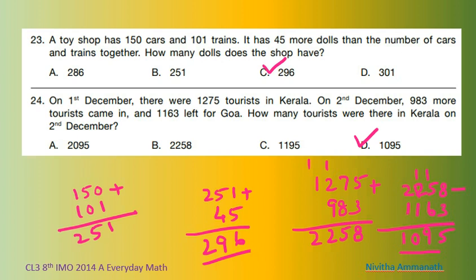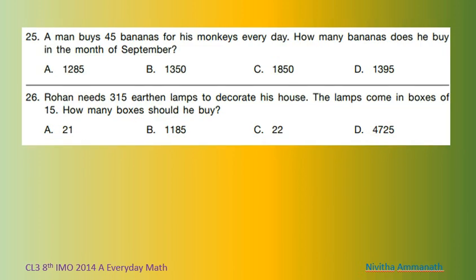Next question. 25th question. A man buys 45 bananas for his monkeys every day. How many bananas does he buy in the month of September? So how many days are in September? 30 days of September. Yes, 30 days.